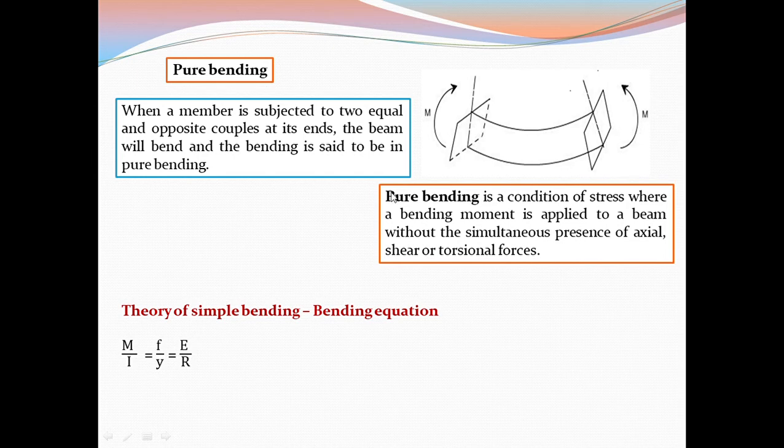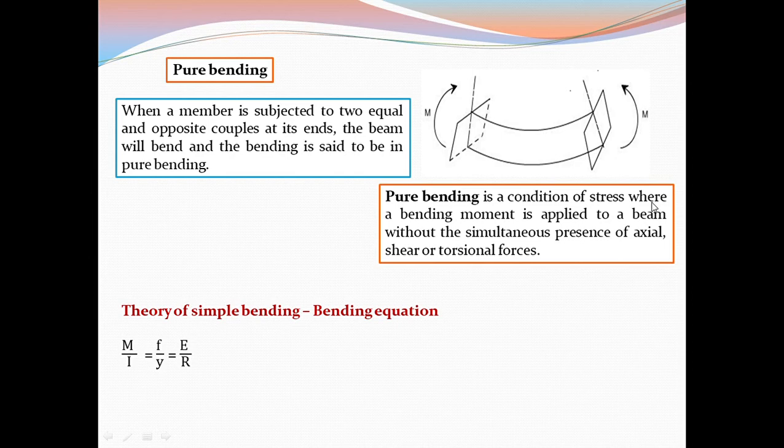Only the moment, and there is no axial force, no shear force, no torsional force, no other forces. Only the moment, that is couple, that is clockwise moment and anti-clockwise moment. These two moments are called, what is that? Couple. When we apply a couple, only the moment, not other forces. If we measure the bending moment by applying only the moment, that moment is called pure bending moment.